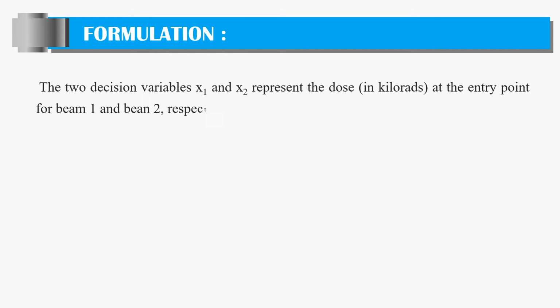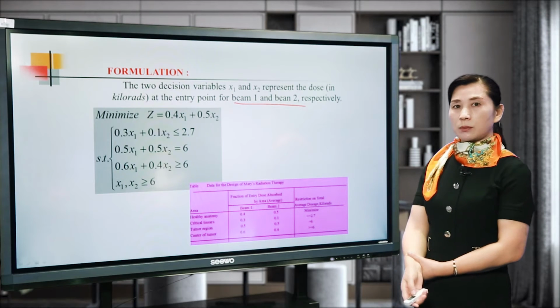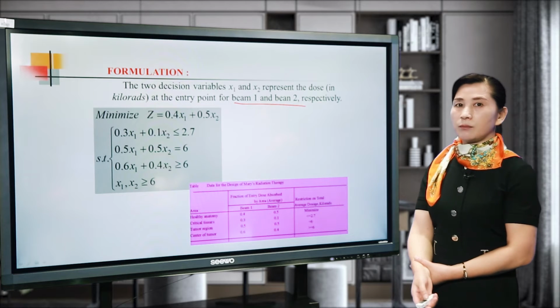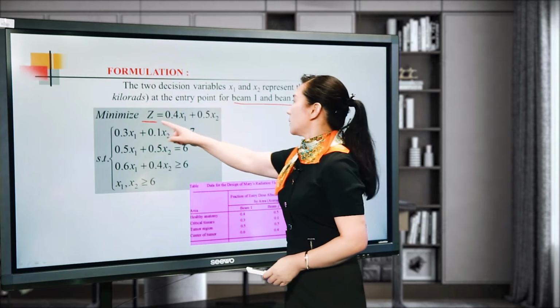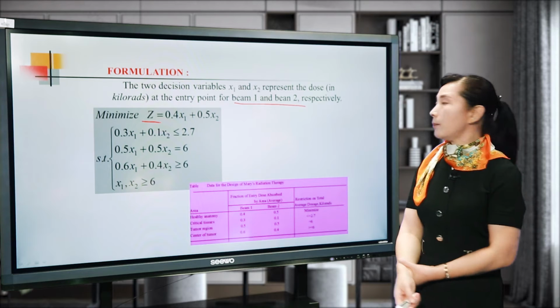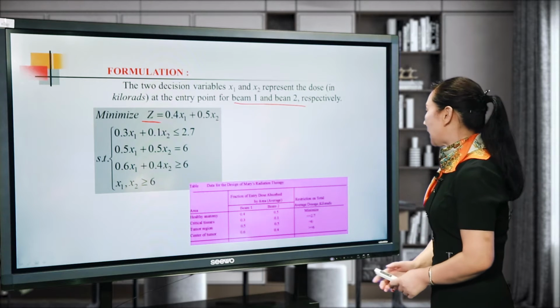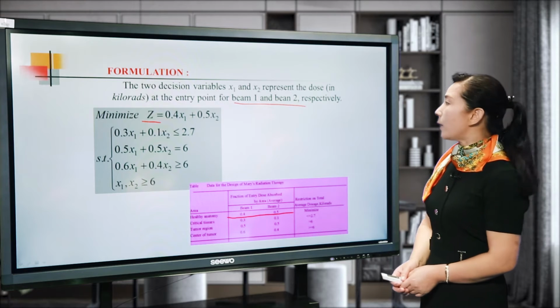So we analyze this problem to formulate a linear program. The two decision variables x1 and x2 represent the dose at the entry point for beam 1 and beam 2. And the objective function is to minimize the healthy anatomy damage. We describe Z equal to 1.4 x1 plus 1.5 x2. That is, use these numbers times the decision variables.